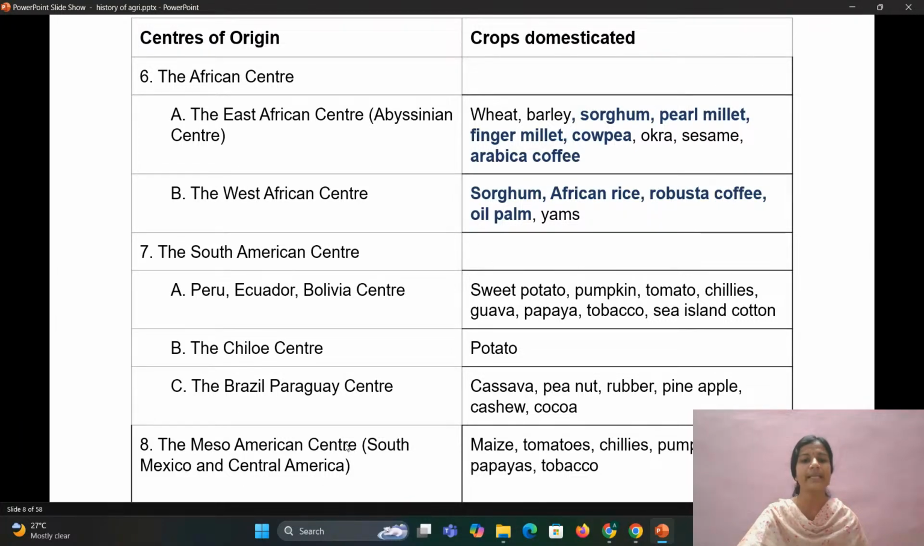Then Mesoamerica, otherwise known as South Mexico and Central America, is where maize originated. So the center of origin of maize is a common question. It is the Mesoamerican region, or Mexico and Central America.